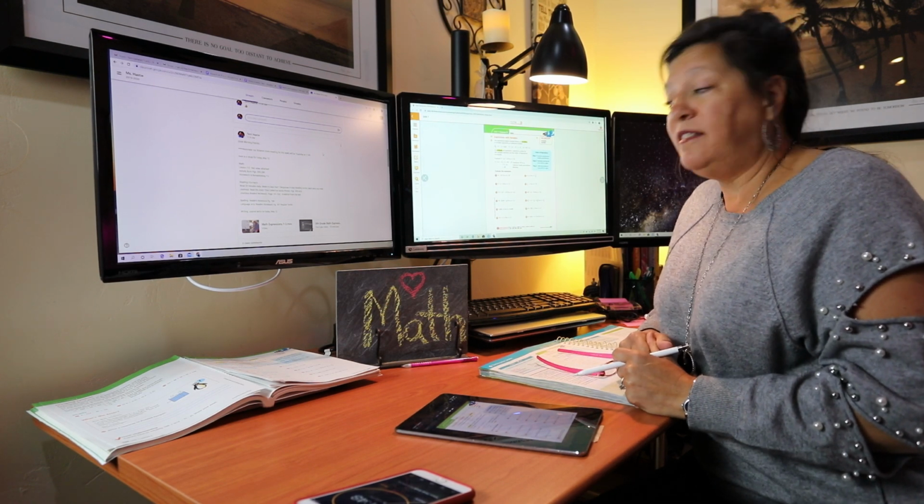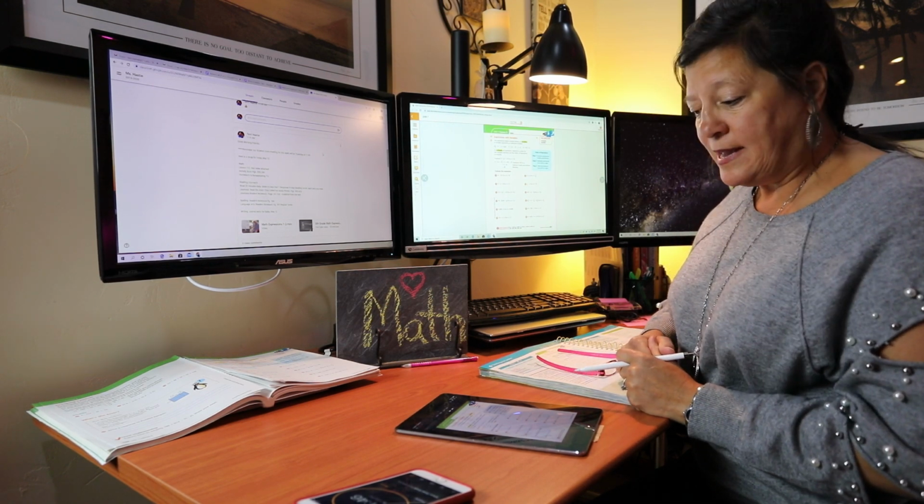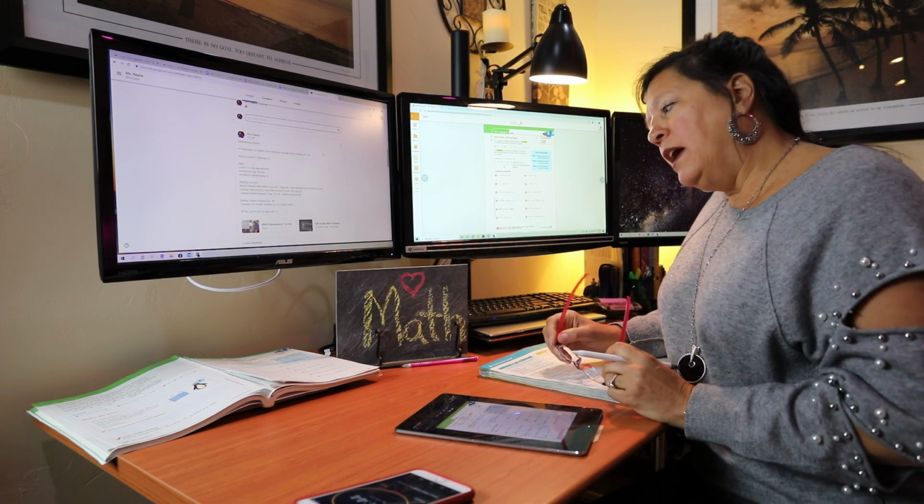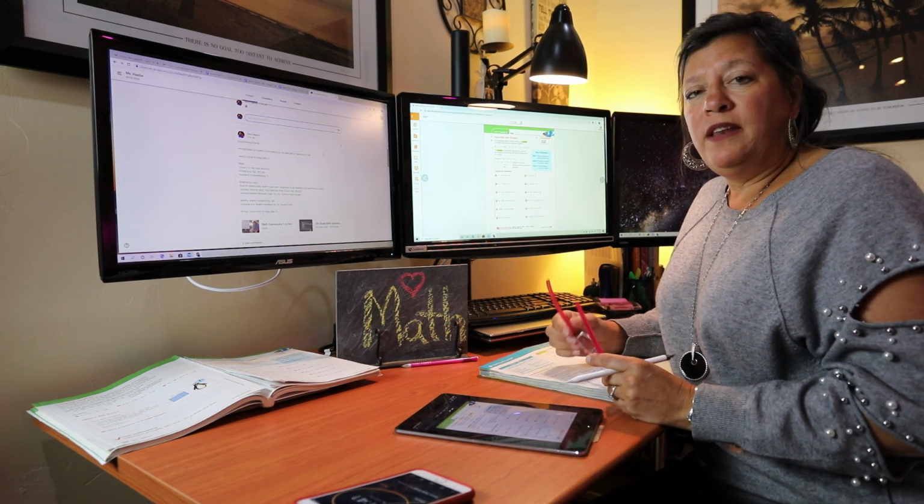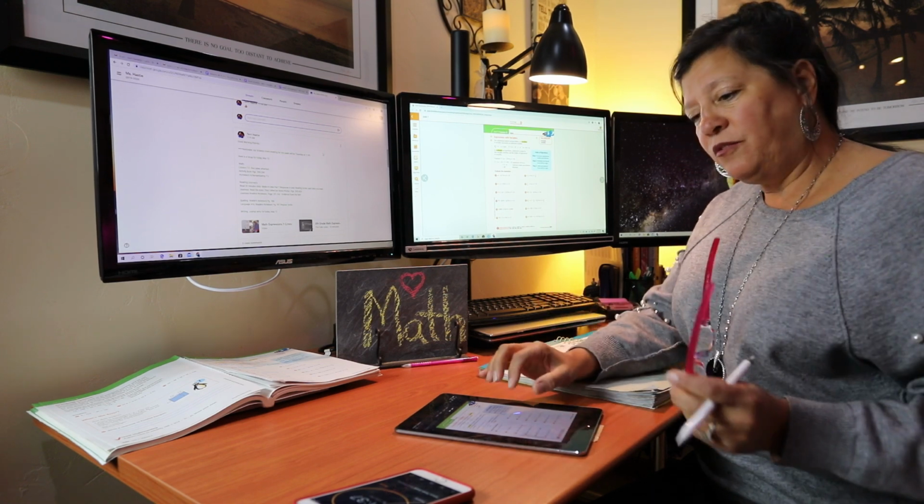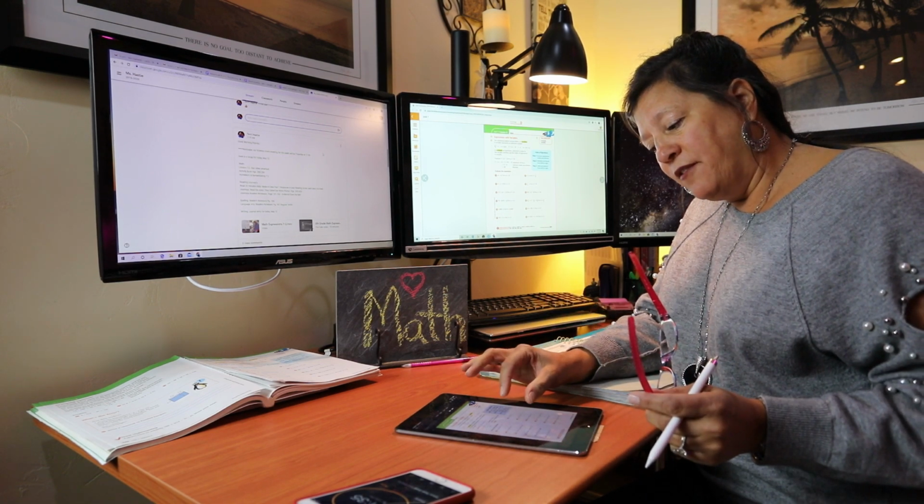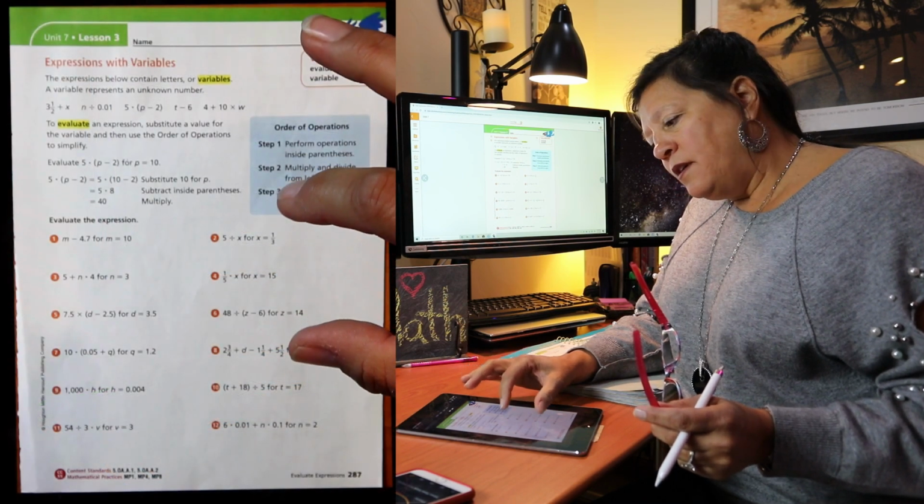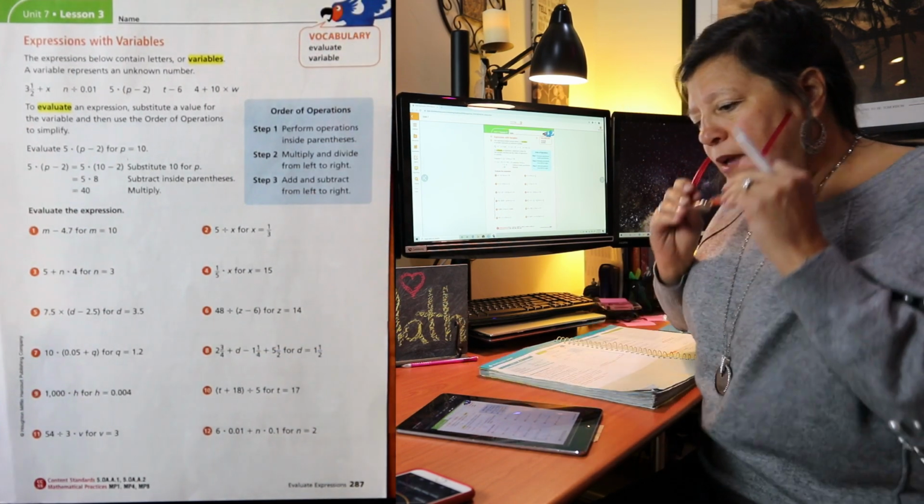We are on lesson 7-3. You're going to be in your activity book on page 287. We're going to do 287 and 288 today, and then also take a look at your homework and remembering for 7-3. So let's begin on 287.